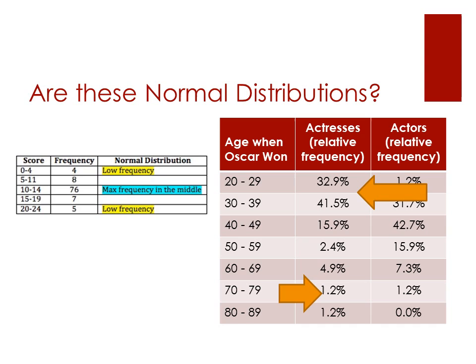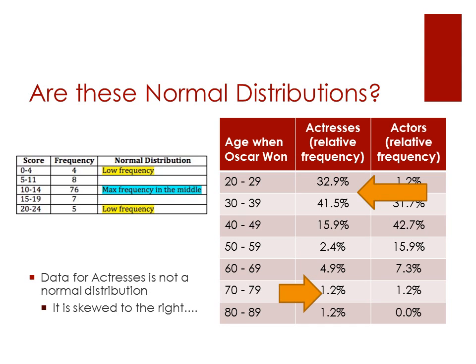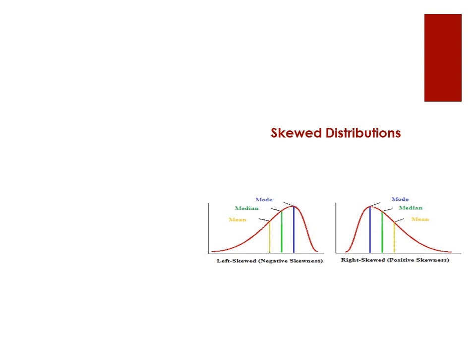Looking at the actresses' data, we can see they actually peak off pretty fast, and then the lower scores are all clustered down on one end. So this is not a normal distribution. In fact, it's skewed to the right. And what do I mean when I say something's skewed to the right? Well, here are diagrams looking at the two basic skewed distributions.